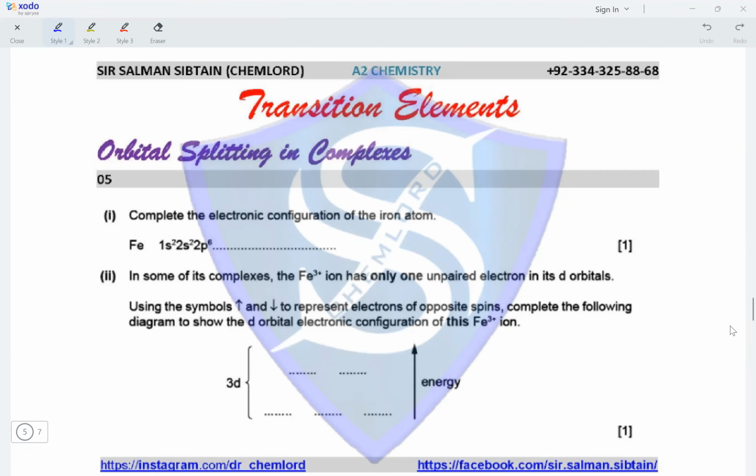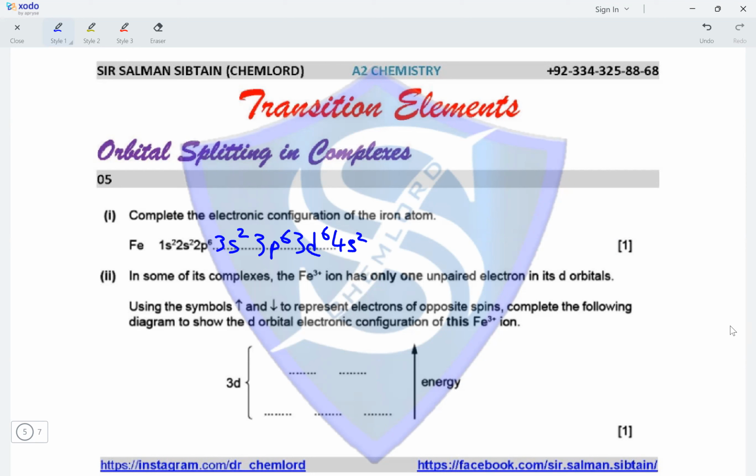Question 5. Complete the electronic configuration of the iron atom. The atomic number of iron is 26. So this would be 1s2, 2s2, 2p6, 3s2, 3p6, 3d6, and 4s2.